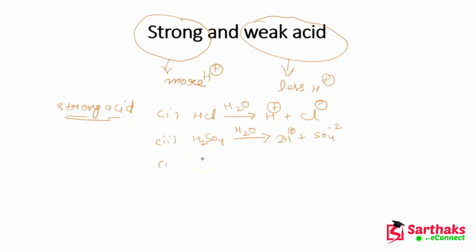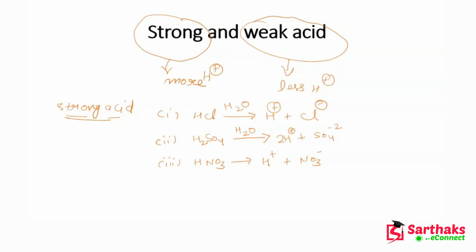Now let's talk about HNO3. This is nitric acid. This nitric acid also dissolves like this, into H+ and NO3- ions. So these are some of the strong acids, and after dissolving in water they will produce more H+ ions. Okay guys, I hope this point is clear to you.